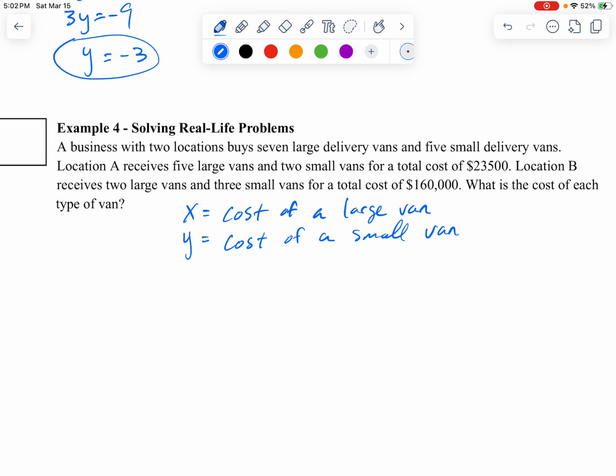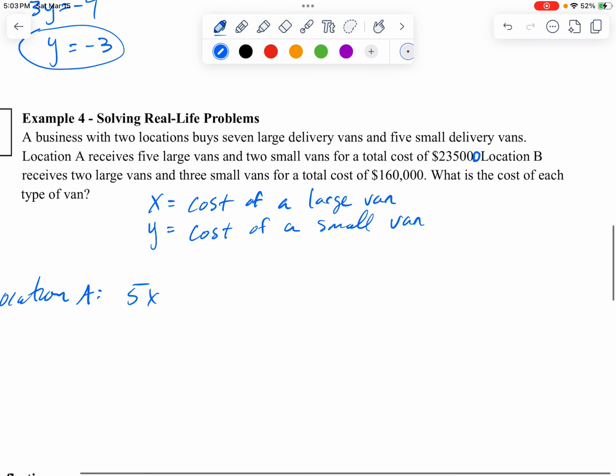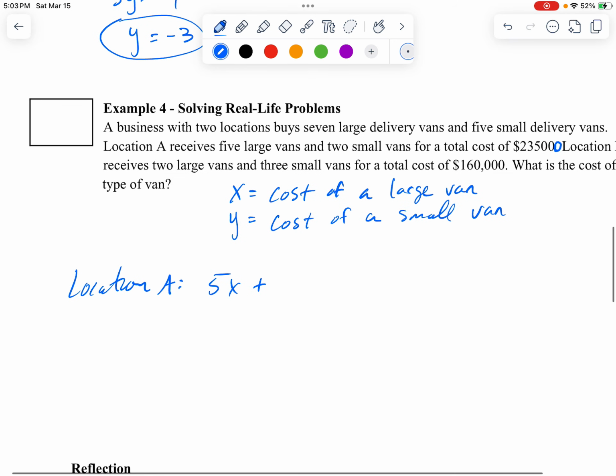Location A, I should mention there is a typo in here. This should have been 235,000. And if you were trying this on your own beforehand, I apologize, because that would have given you a completely different answer. So location A bought 5 large vans. So 5x will give us the cost for all of the large vans, plus 2 small vans, and they spent a total of $235,000.